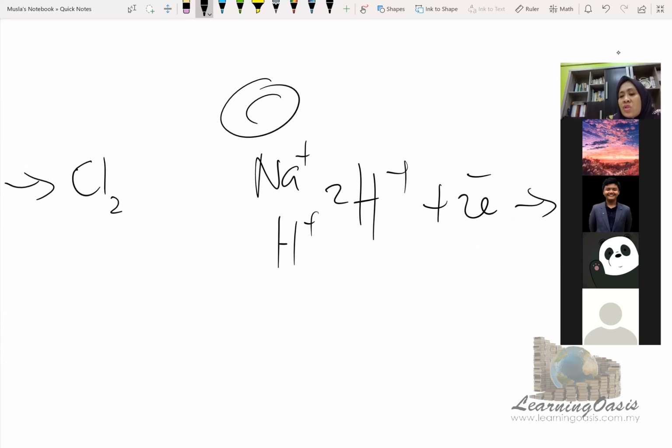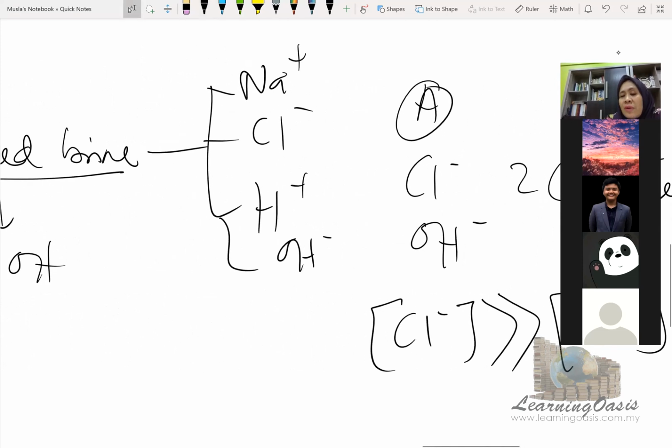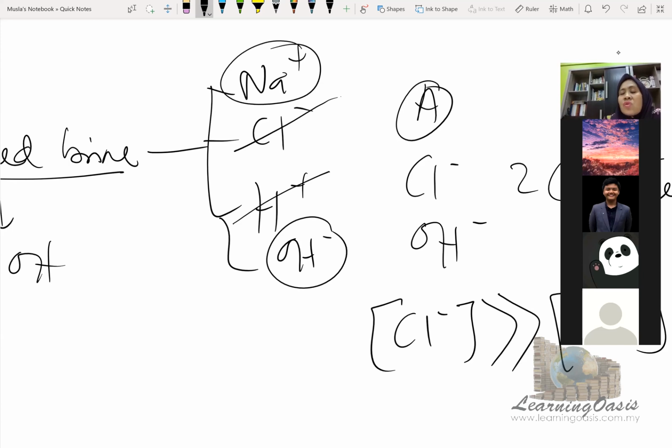So you get hydrogen. So now, coming back to your solution just now, you have sodium ion, chloride ion, hydrogen, and hydroxide. Chloride will be discharged, hydrogen will be discharged. You are left with sodium, a solution of sodium hydroxide. Get it? You end up with a solution of sodium hydroxide. Are you clear? Yes? No? Yes.